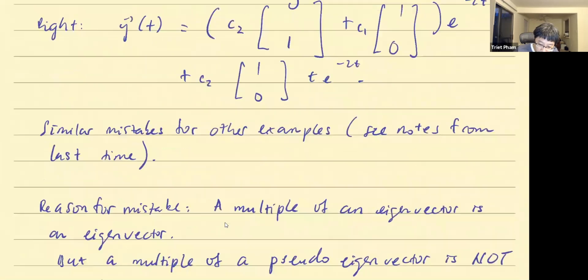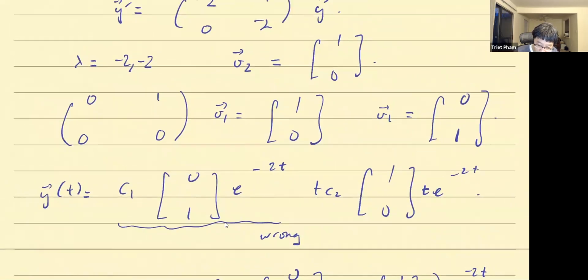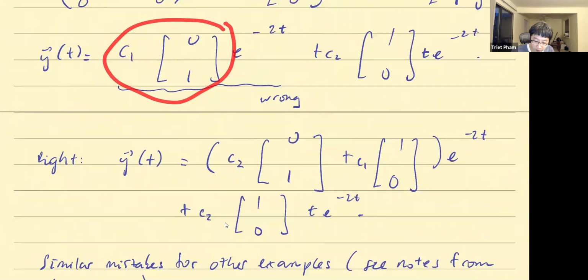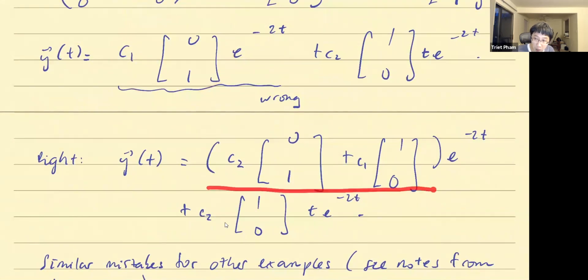So, all right, V2 is an eigenvector. So when I plug this into this structure, it is an eigenvector. But V1 is a pseudo eigenvector. Multiplying by it like this is absolutely wrong because that's not preserving the pseudo eigenvector structure. Preserving the pseudo eigenvector structure is this right here. That's the whole idea of this complicated expression. But it's not that hard. The reason is this.